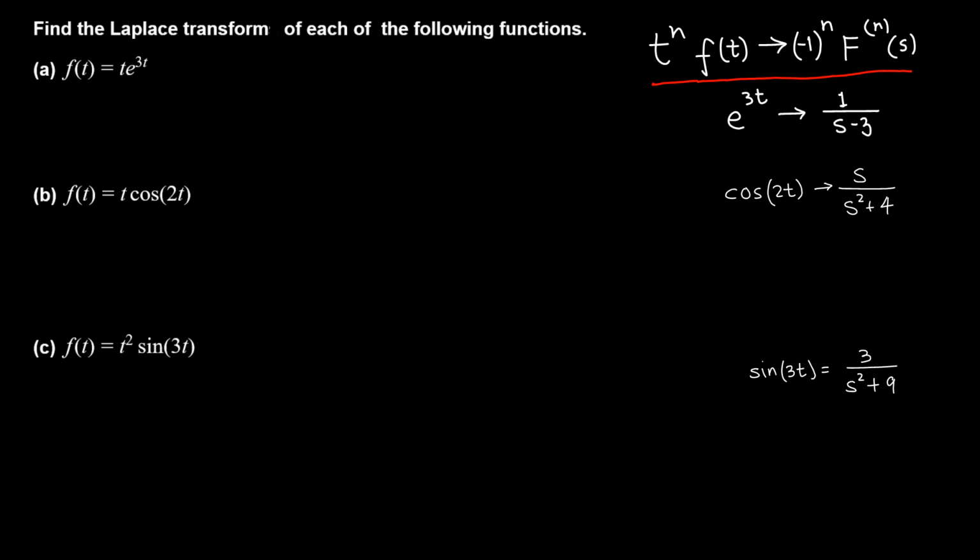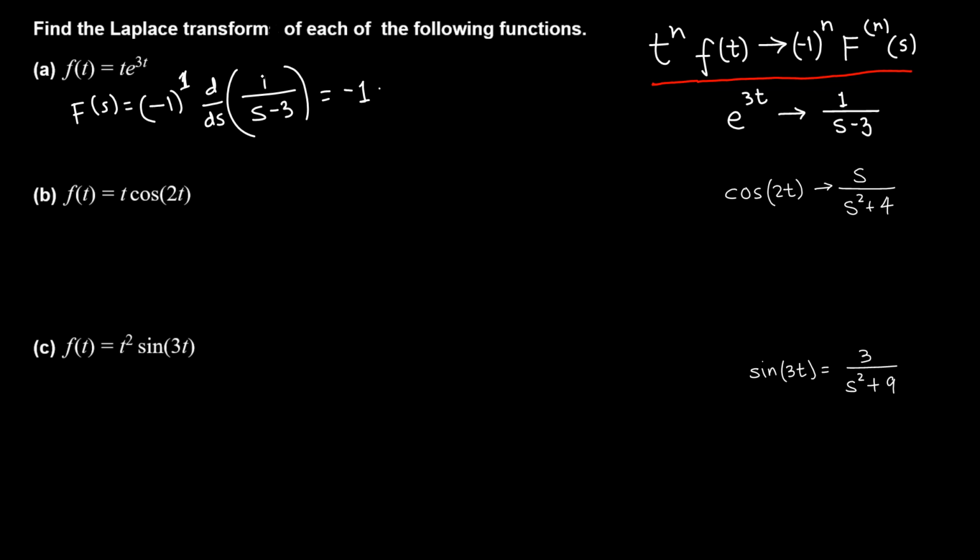So in this question, we need to find the Laplace transform of t times e raised to 3t. Looking at that formula, it will be -1 raised to 1, since t is t raised to 1, and we find the Laplace of e raised to 3t from the table, which is 1 over s minus 3. The 1 means we want to take the derivative with respect to s just one time. -1 raised to 1 is just -1.